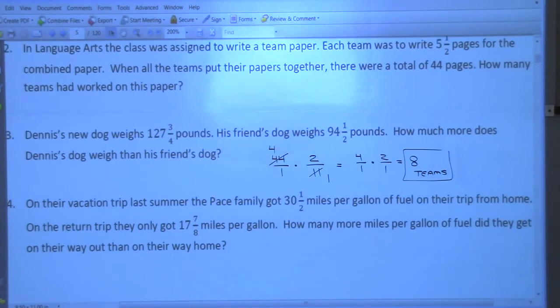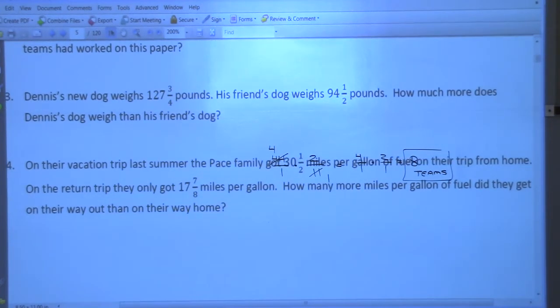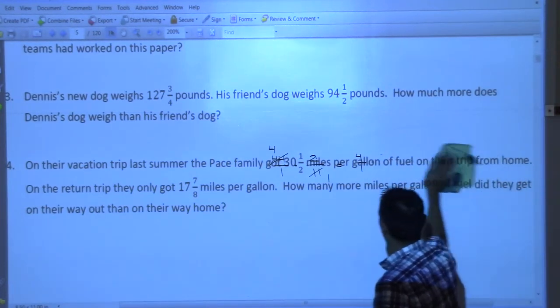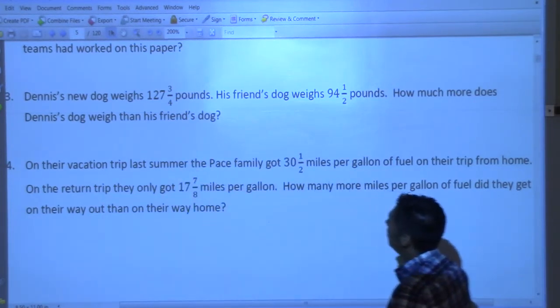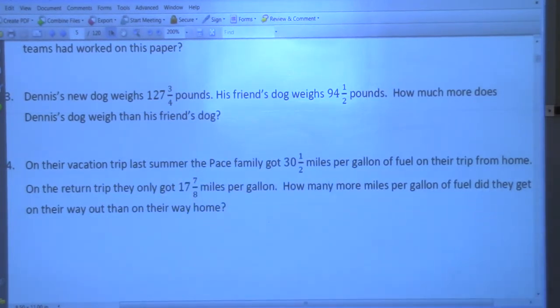Dennis has a dog. Dennis's new dog weighs 127 3/4 pounds. That's a big dog. His friend's dog weighs 94.5 pounds. How much more does Dennis's dog weigh than his friend's dog?